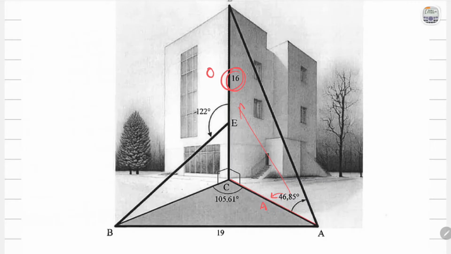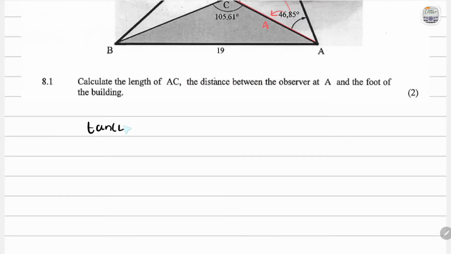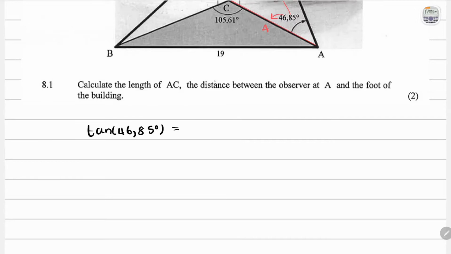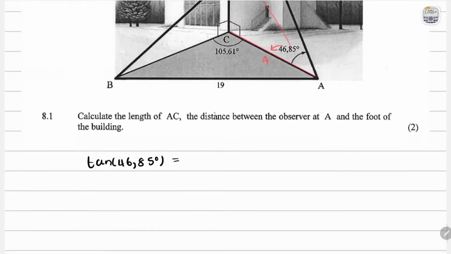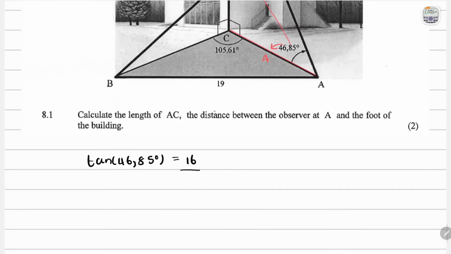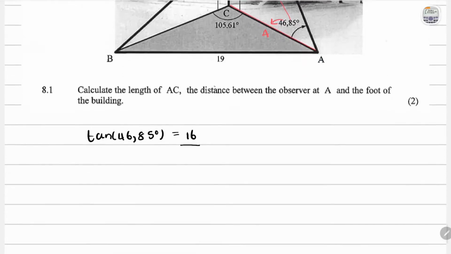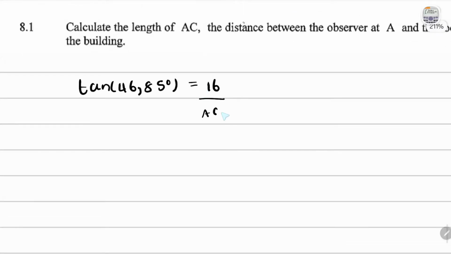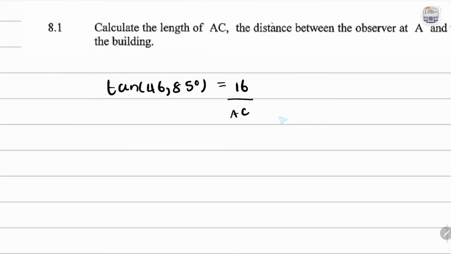So which function will we use? We will use tan. So we say tan of our angle, which is 46.85 degrees, is equal to the opposite side, which is 16, over the adjacent side, which is AC, and that's what we're looking for. So all we have to do now is make AC the subject of this equation.